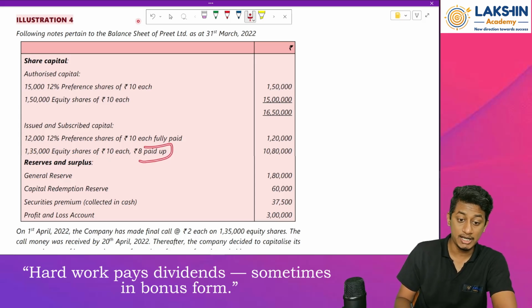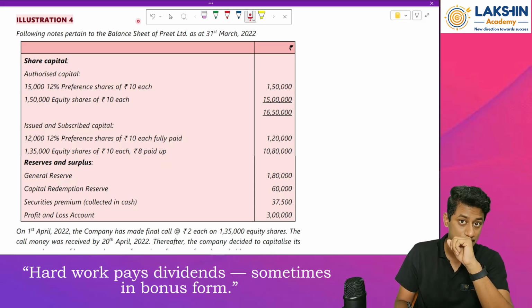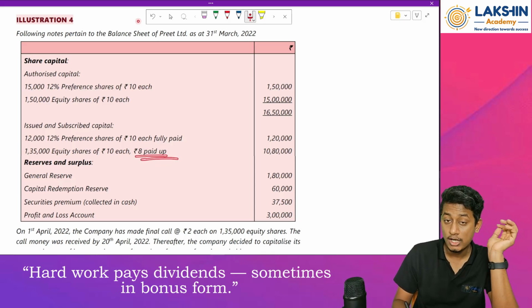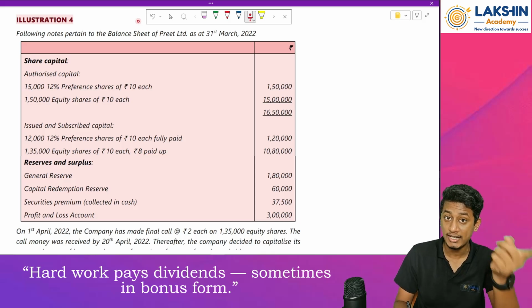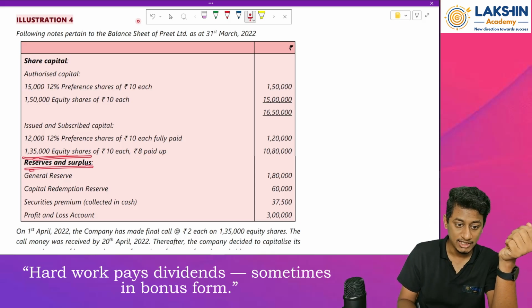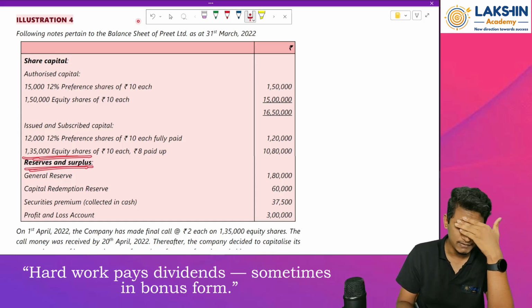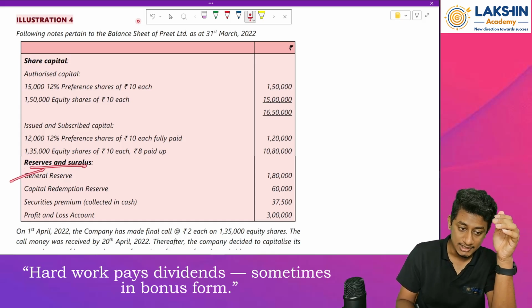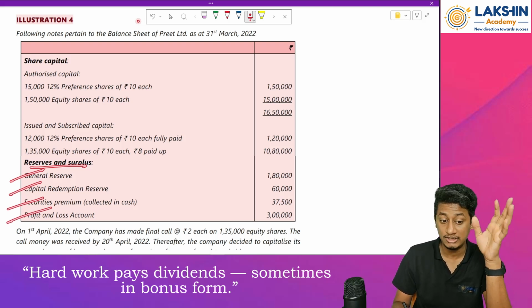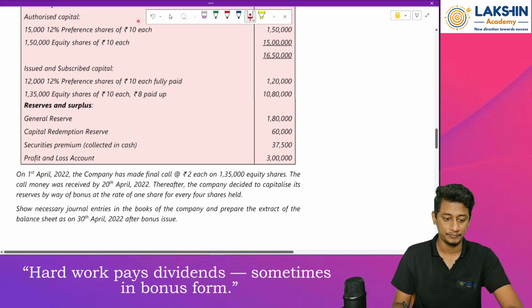Remember this. Can we issue bonus shares to these equity shareholders? No. Why? Because the whole amount is not yet received from them. So we need to make it fully paid up, and after that I can issue the bonus shares. Clear? Okay. Then we have general reserves. In reserves and surplus, we have general reserves, capital redemption reserve, securities premium, and profit and loss. So these main entries are there. Okay, let's see what to do.